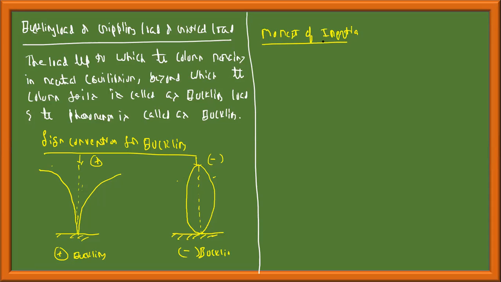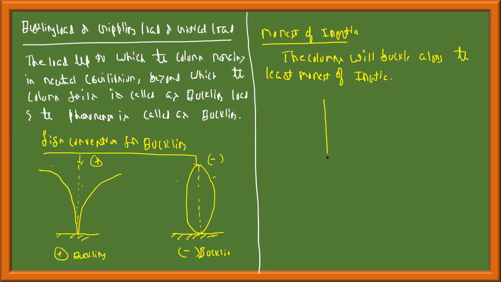Moment of inertia. The column will buckle along the least moment of inertia. I'll explain this. Let us consider the column. Assume this is a scale.